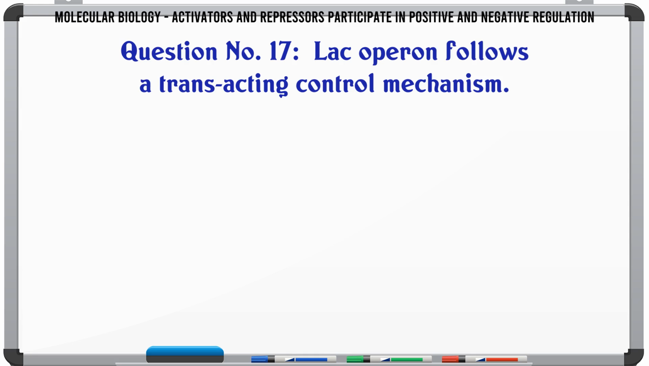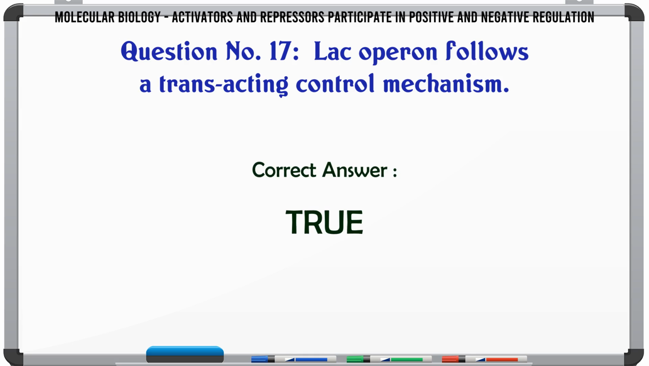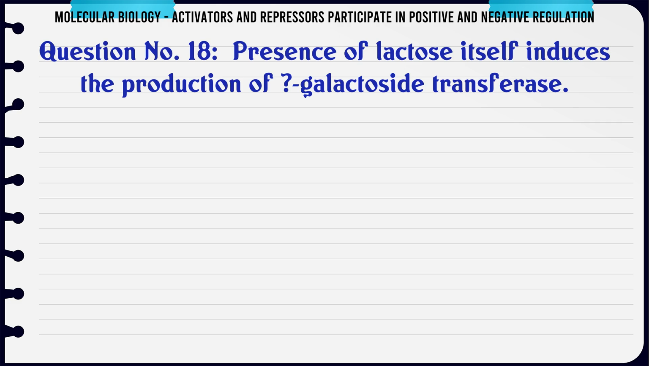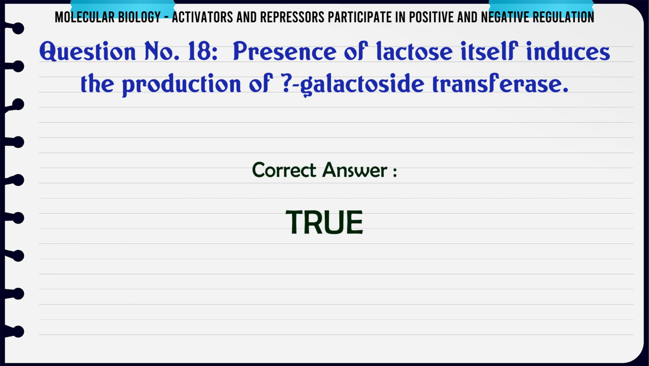Lac operon follows a trans-acting control mechanism. A. True, B. False. The correct answer is true. Presence of lactose itself induces the production of galactoside transacetylase. A. True, B. False. The correct answer is true.